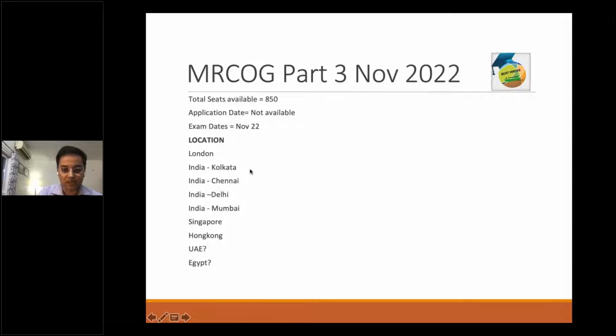Now, the maximum number of circuits, we will come to what a circuit is, are run in London, and in India it is conducted at 4 metros: Kolkata, Chennai, Delhi, and Mumbai. They pair 2 of the metros for 1 day, and the other 2 metros they run on an alternate day. Another option is in Southeast Asia, Singapore and Hong Kong, and probably this year also UAE and Egypt. For those whose countries are different from these, they might be conducting it online this year.